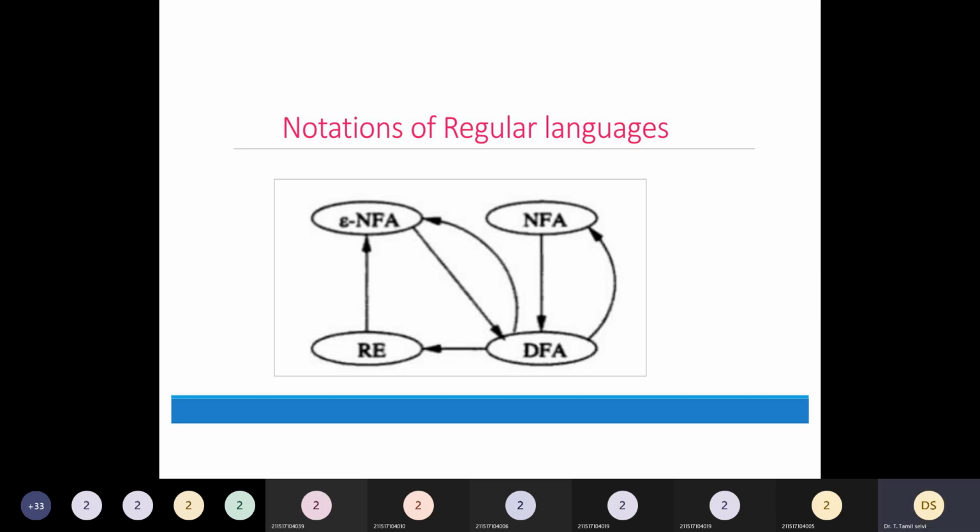So we have 4 different representations. First one is the regular expression representation, which is nothing but the mathematical or algebraic representation. And then here we are having 3 different graphical representations, that is deterministic finite automata, non-deterministic finite automata, and non-deterministic finite automata with epsilon transition. These 3 are the graphical representations, and the regular expression is the mathematical representation of our regular languages.